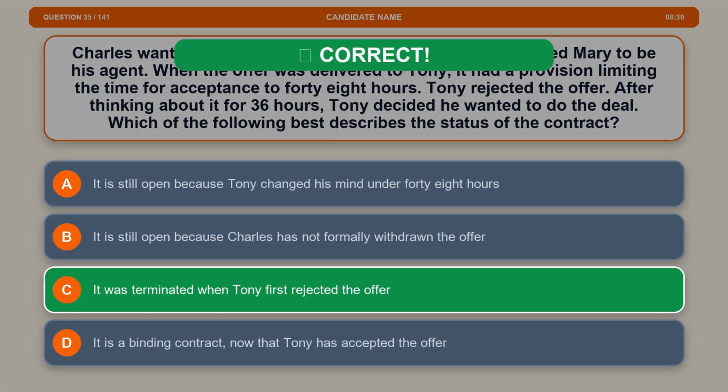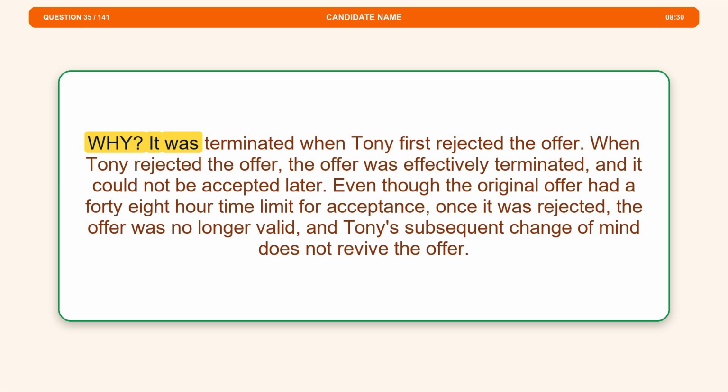The correct answer is option C. It was terminated when Tony first rejected the offer. When Tony rejected the offer, it was effectively terminated, and it could not be accepted later. Even though the original offer had a 48-hour time limit for acceptance, once it was rejected, the offer was no longer valid, and Tony's subsequent change of mind does not revive the offer.